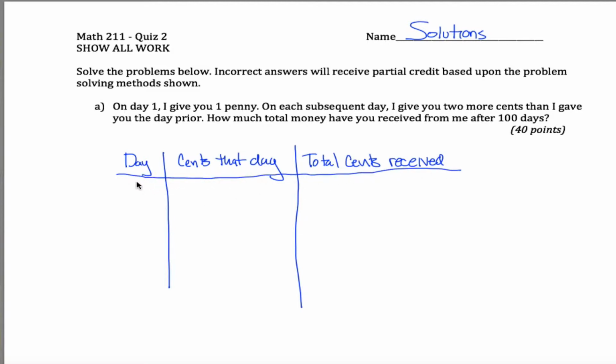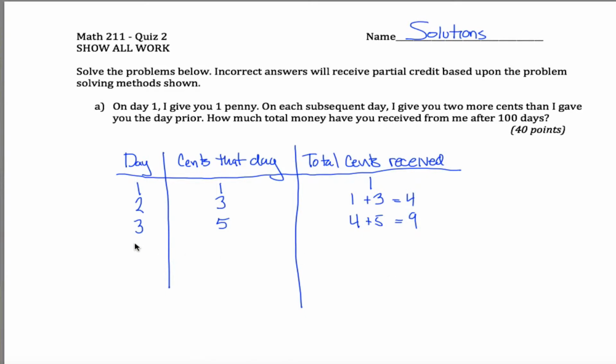On the first day, says I gave you 1 cent. And since it's the first day, that means the total is just 1. On the second day, I gave you 2 more cents than I did on day 1. So 2 more than 1 is 3. And so now the total amount that I've received is 1 plus 3, which is 4. On the third day, I gave you 2 more cents than I did on the second day. So on the third day, I give you 5 cents. And so now the total amount received was the 4 that you had before plus 5 more. So I guess that ends up being 9.